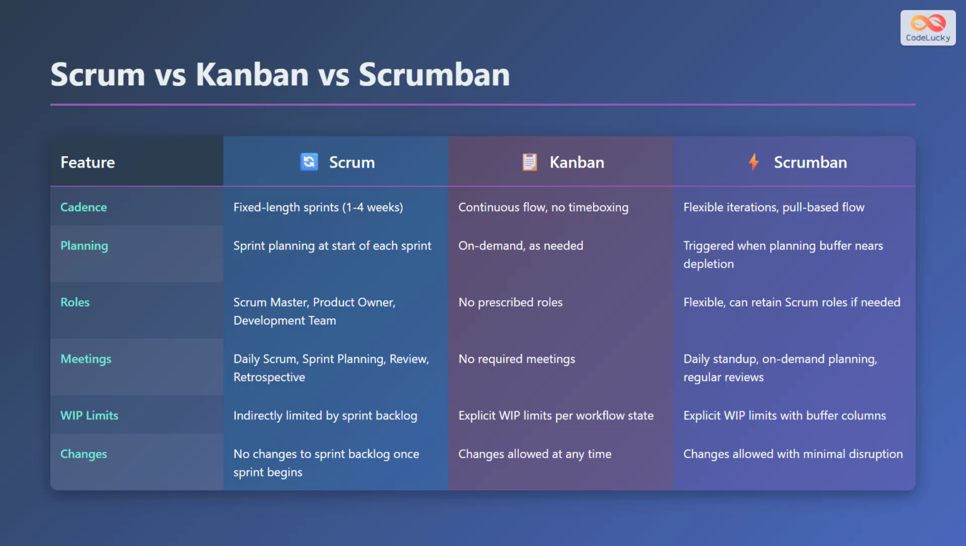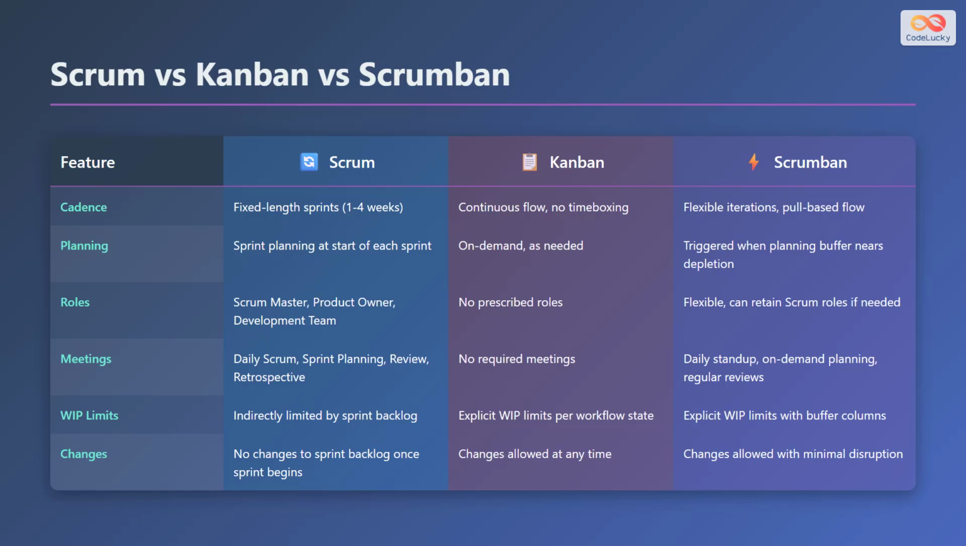Scrum meetings include a daily Scrum, sprint planning, review, and retrospective, while Kanban has no required meetings. Scrumban involves a daily stand-up, on-demand planning, and regular reviews. Work in progress limits in Scrum are indirectly limited by the sprint backlog. Kanban uses explicit work in progress limits per workflow state. Scrumban uses explicit work in progress limits with buffer columns.